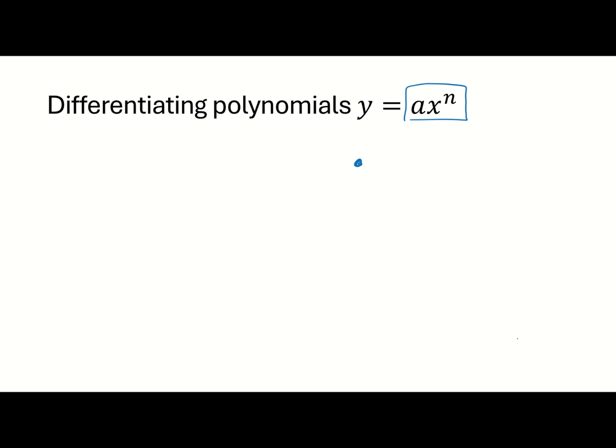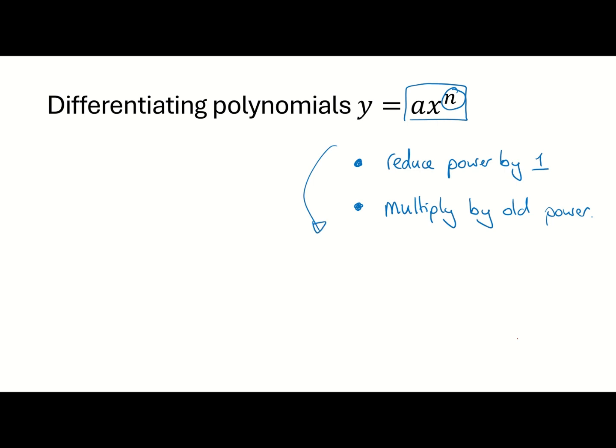Step one is to reduce the power by 1. So if I've got n over here, I just take away 1 from that power, and we then need to multiply by the old power. So in our case, if I wanted to differentiate something like this, my dy over dx would be, let's kind of do this, I have ax. Now, I used to have n as my power, but if we reduce the power by 1, it will be n minus 1. And I need to multiply by the old power, so it'll be n times all of this.